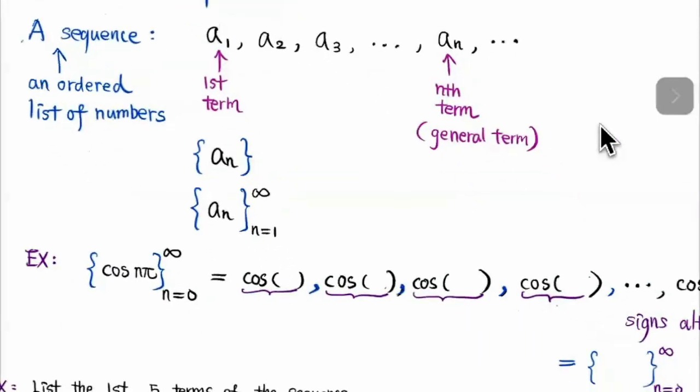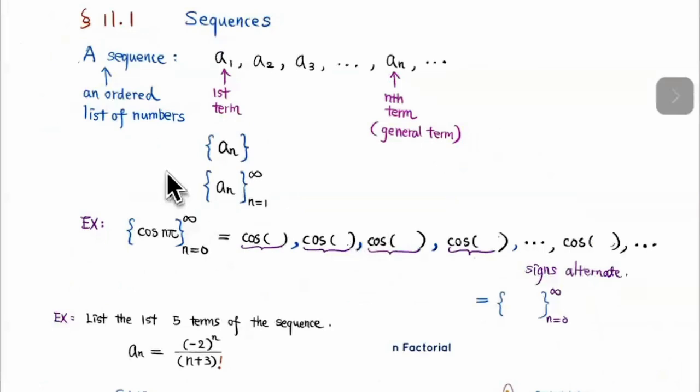Now let's look at some examples. This is an example of a sequence, cosine of n pi. Let's fill out the first couple terms of this sequence. What will be the first term of this sequence? Cosine of 0. Yes, you got it. So let me write down: cosine of 0, cosine of pi, cosine of 2 pi, cosine of 3 pi, etc. What will be the general term, the nth term? Cosine of n pi. Yes, you got it.